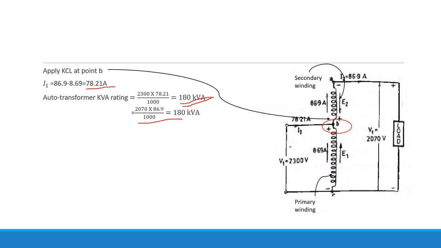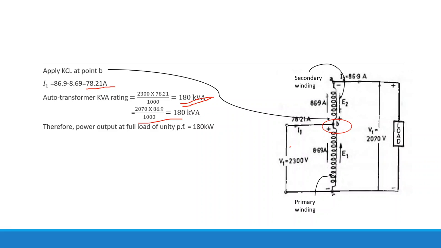So what happened here? The rating of the transformer is reduced. The same transformer which was connected earlier in the fashion shown there gave you a higher rating, 220 kVA, and here you are getting 180 kVA. Okay, so what is the conclusion here? How you connect the windings in series for a two winding transformer is going to affect the output of the transformer. Other things can be calculated in a similar fashion.